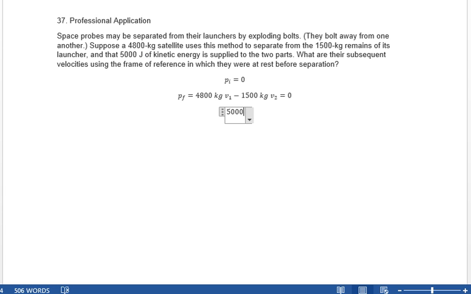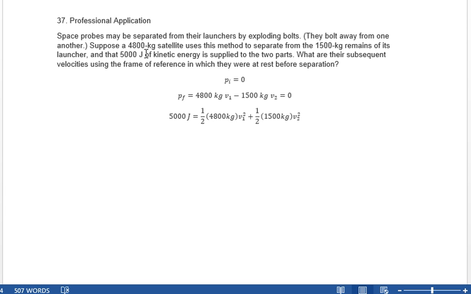We know that 5,000 joules is the total kinetic energy, right? So 5,000 joules equals 1/2 times 4,800 kilograms times V1 squared plus 1/2 of 1,500 kilograms times V2 squared, right? So that is also what we know. The total kinetic energy is the sum of the kinetic energy of the two parts. Kinetic energy is a scalar. These two simply add. All right.